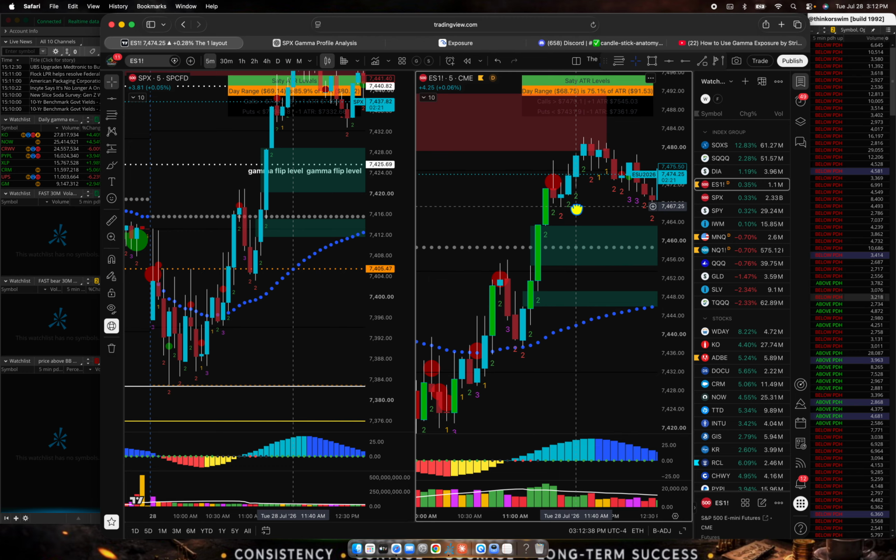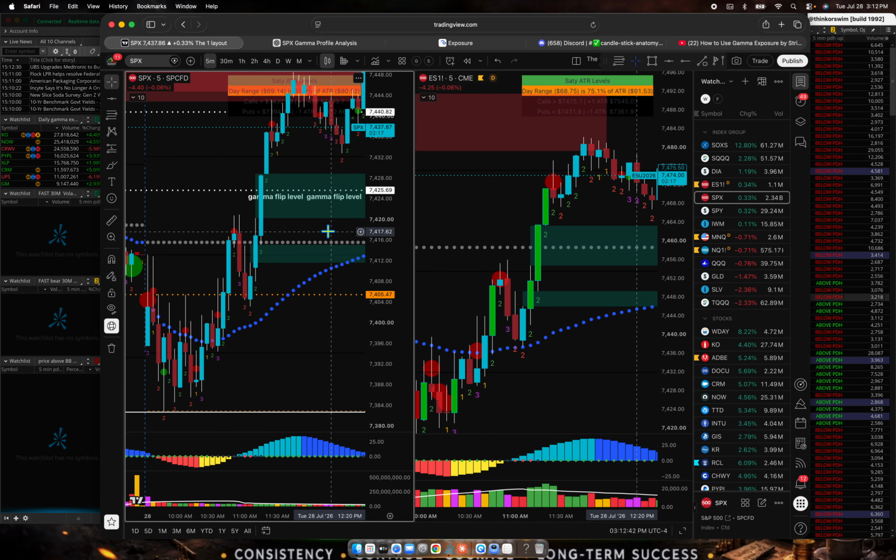If you're mirroring SPX and ES, QQQ and NQ, IWM and RTY, you're going to get the same exact thing. If you wanted to trade commodities and you want to do gold, GLD is going to give you the same information, and it's going to trade the same on GC. Same thing with silver, SLV and SIL, I believe.